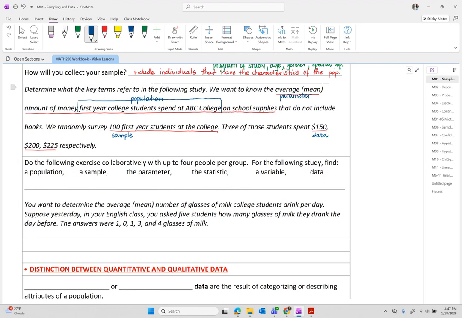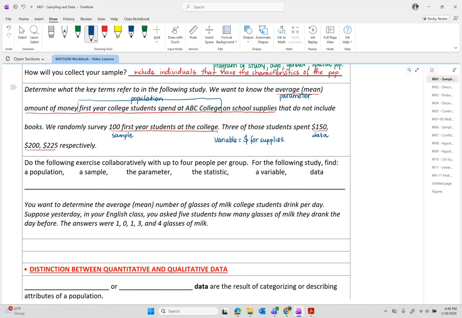Now, what's the variable? The variable is the amount of money one first-year college student will spend in school supplies other than books, right? So the amount of money a first-year college student from that college spends on supplies. The values that were collected are called data. So let's do again another example.